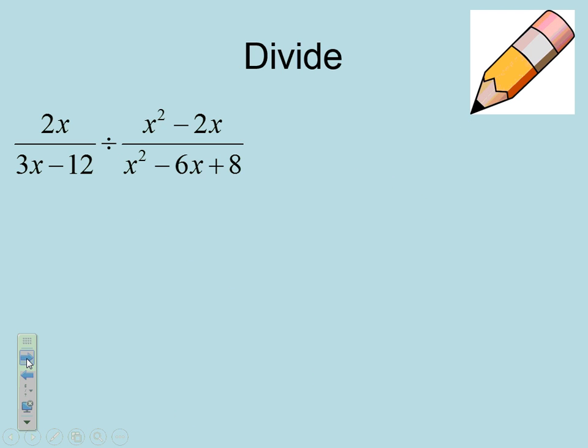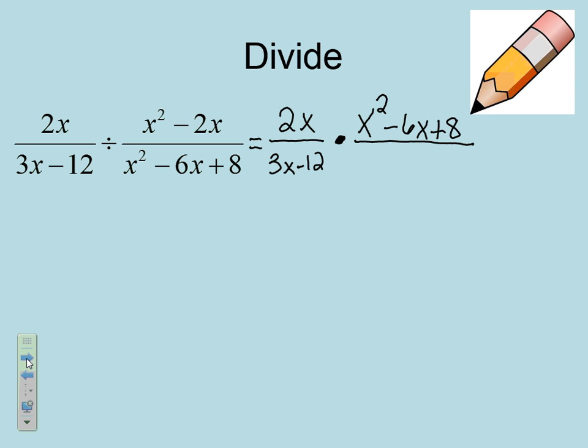All right. Here's our last problem for the day. This is a division problem. So the first thing we have to remember is we have to keep, switch, flip. So when I do that, I'm going to keep. So I get 2x all over 3x minus 12. Switch from division to multiplication. And then I have to flip. So on the top of this one now, I'm going to get x squared minus 6x plus 8 all over x squared minus 2x. Very important that we do that first when we're dividing.